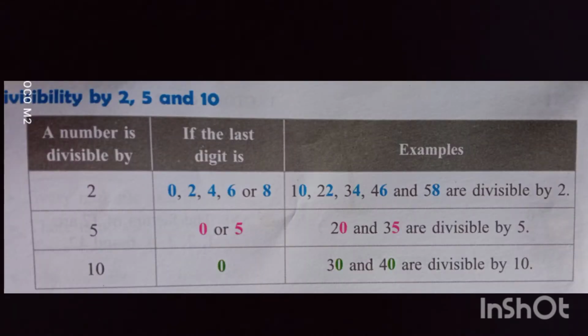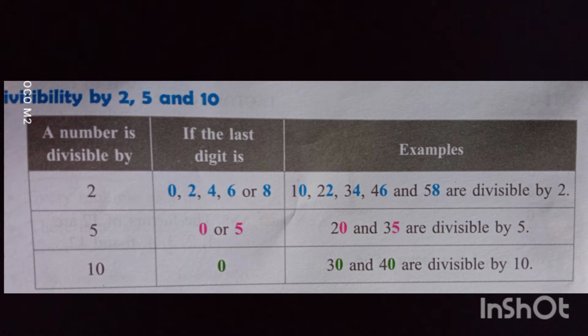Look at this chart. A number is divisible by 2 if the last digit is 0, 2, 4, 6 and 8. One example is also given. For example, here 10, 22, 34, 46 and 58. In all these numbers, you can see the first number 10, the last digit is 0. If any number ends with 0, it means it is divisible by 2.